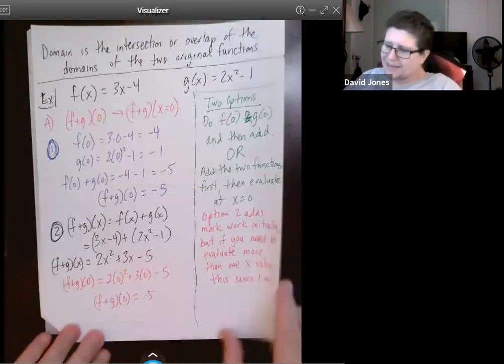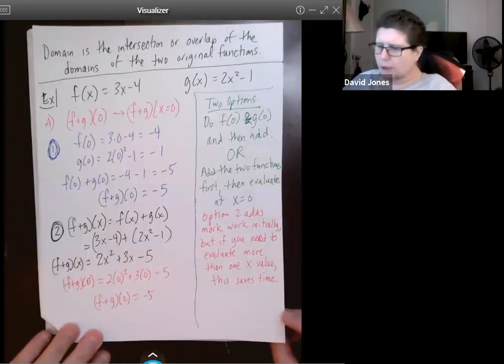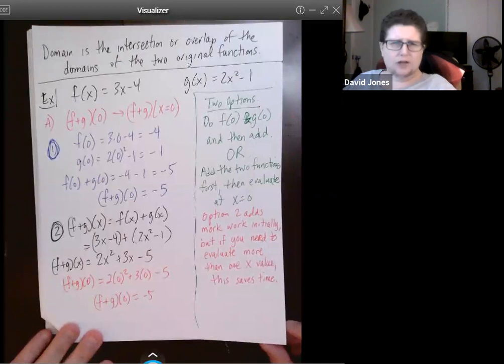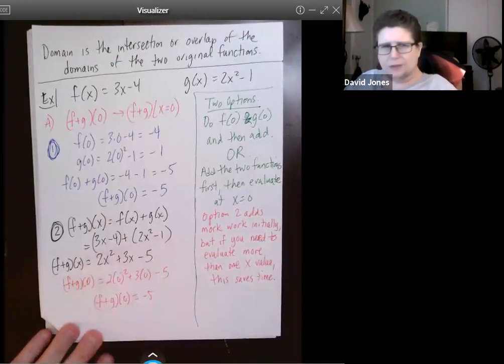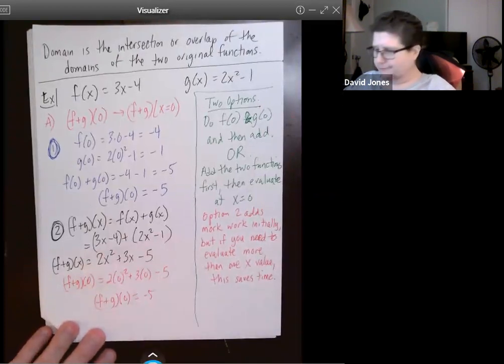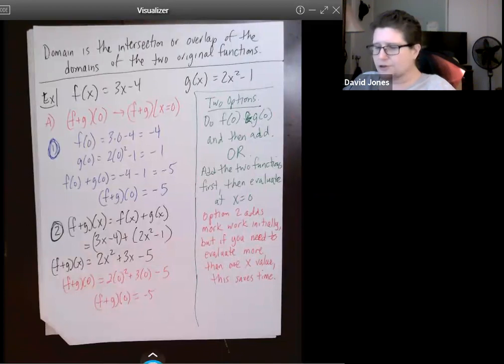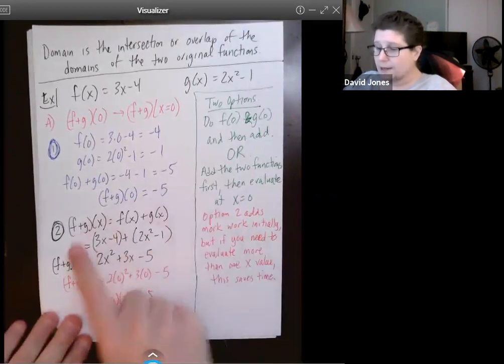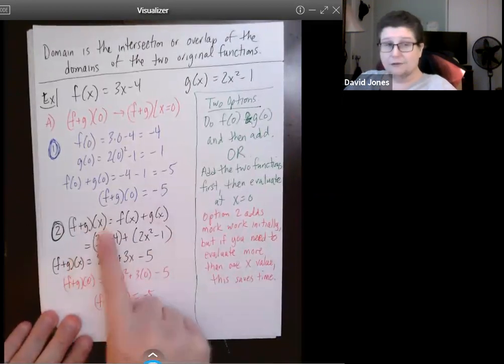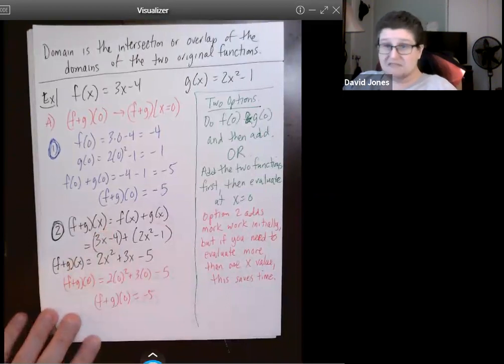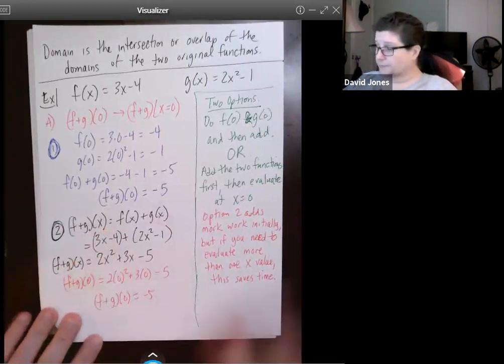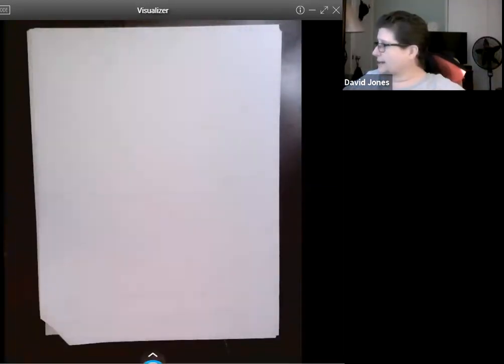All right? That's the sum, and it's pretty straightforward. It's not really all that challenging. You've added polynomials together before. This isn't any different. You've evaluated functions. That's not any different. The only thing that's new is this notation, this f plus g of x. And if you flashcard that, this isn't really hard. All right? Let's look at the next one.